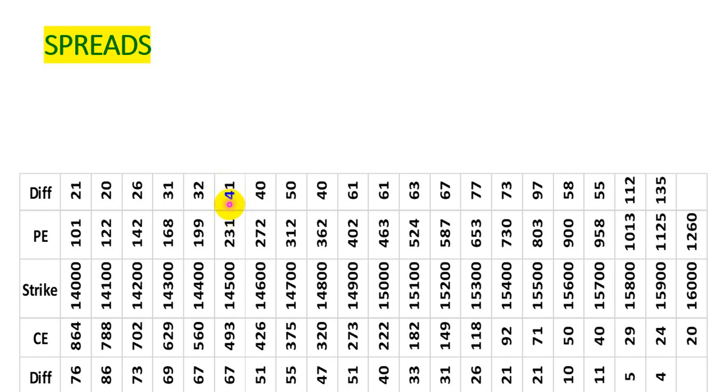If there is a minus sign here, and this is minus 41, you purchased 14,600 PE and you sold 14,500 PE. So you are debited with minus 41. So you observe the spreads. What is this spread telling us? If you do a 100 points wide spread, you can risk 21 if you purchase it. You can be rewarded to a maximum of 21 if you sold it. So now we are learning about buying spreads.